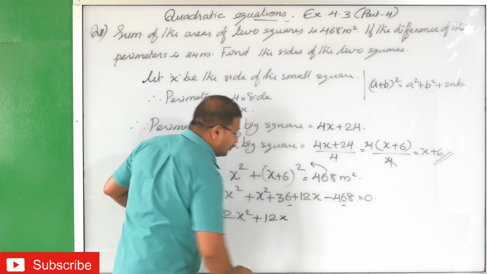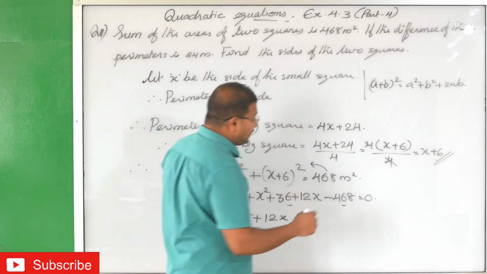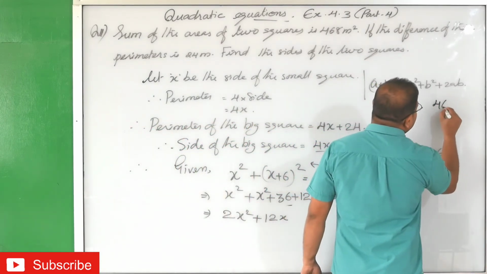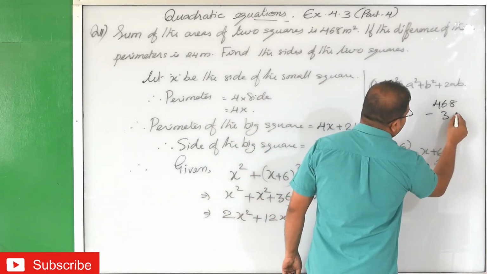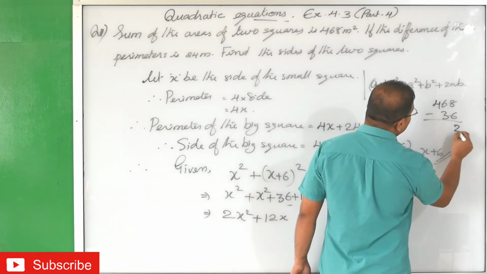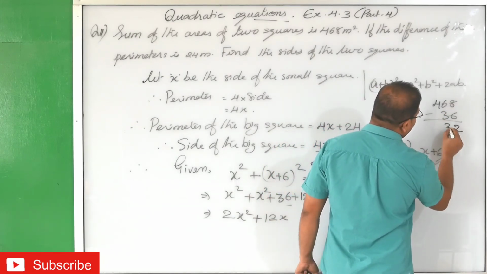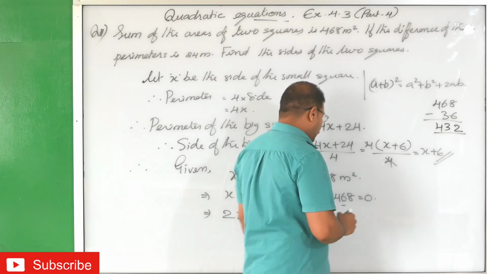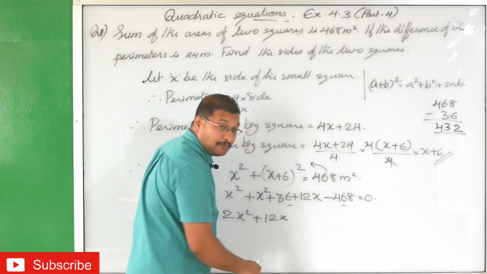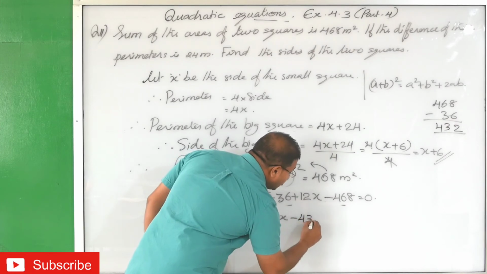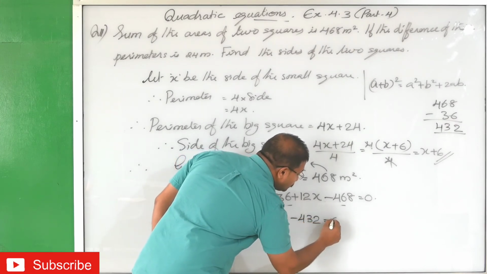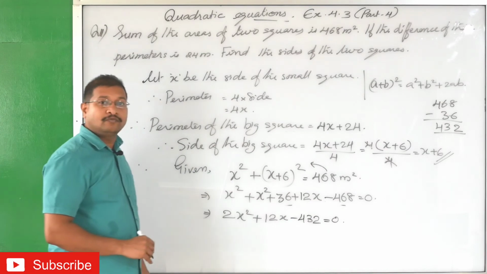Plus and minus, what will we do? It will be minus. That means 468 minus 36. Minus 6, 2; 6 minus 3, 3; 4. That means 432. It will be minus because the bigger number is minus. So we'll get minus 432 equal to 0.